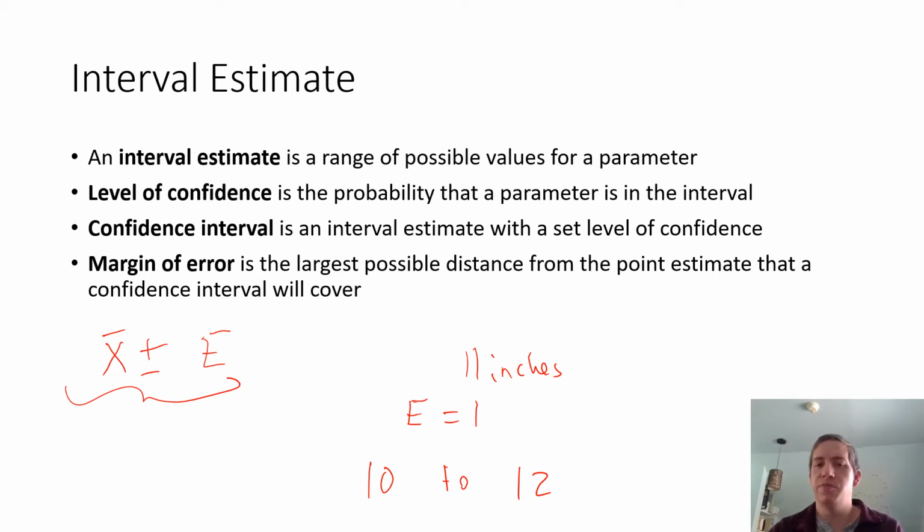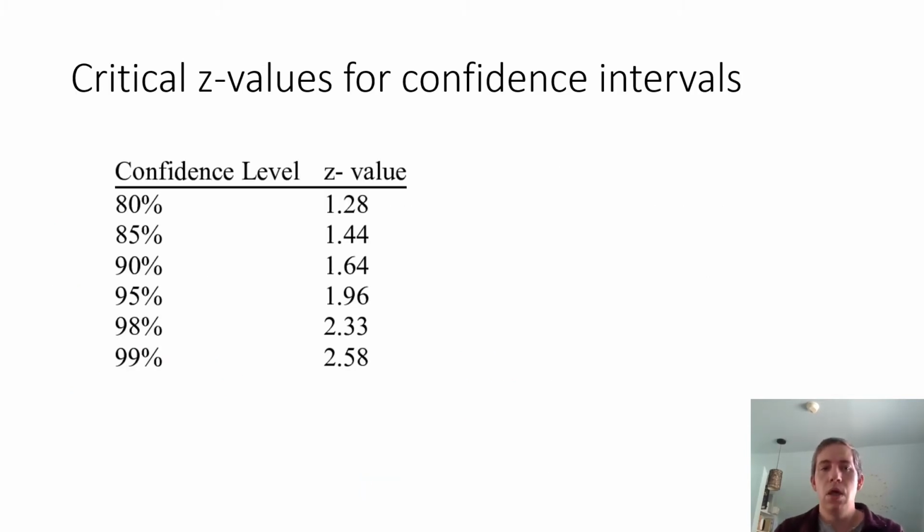The margin of error is basically, I take my point estimate, how far off could I be based on the level of confidence that I'm using, and that gives me my confidence interval. So the confidence interval and the margin of error go hand in hand. They tell you how to describe where the population's parameter is. The way that the margin of error is going to work is it's going to work on two pieces.